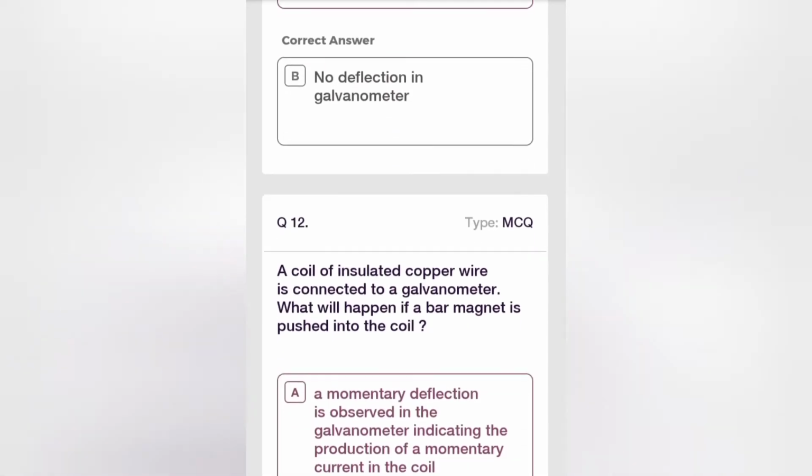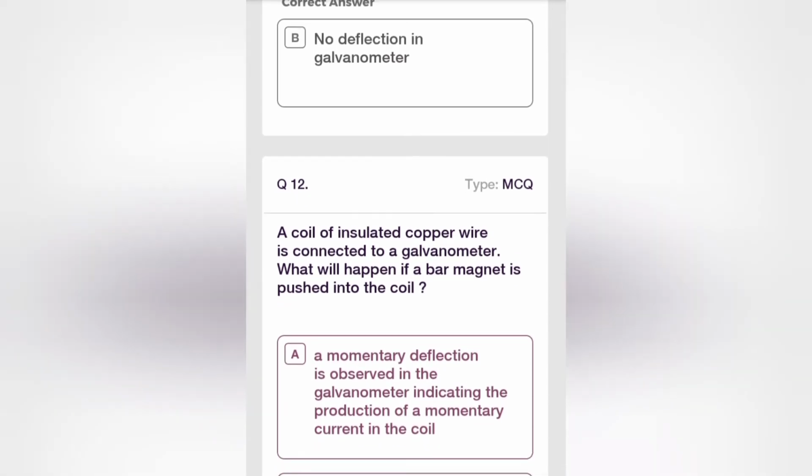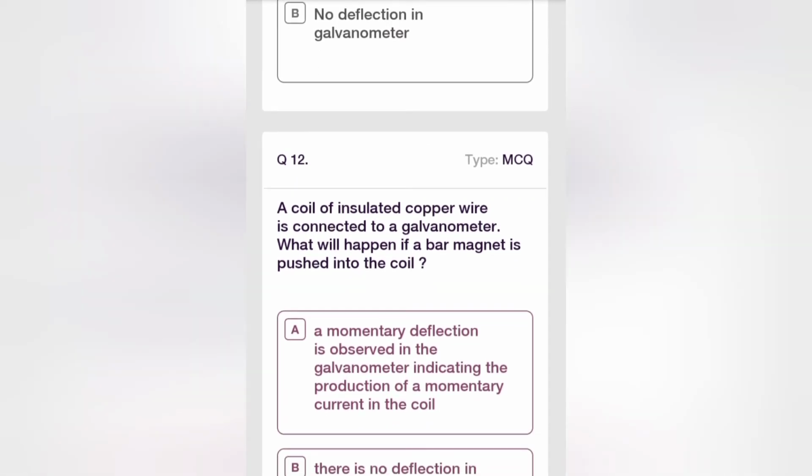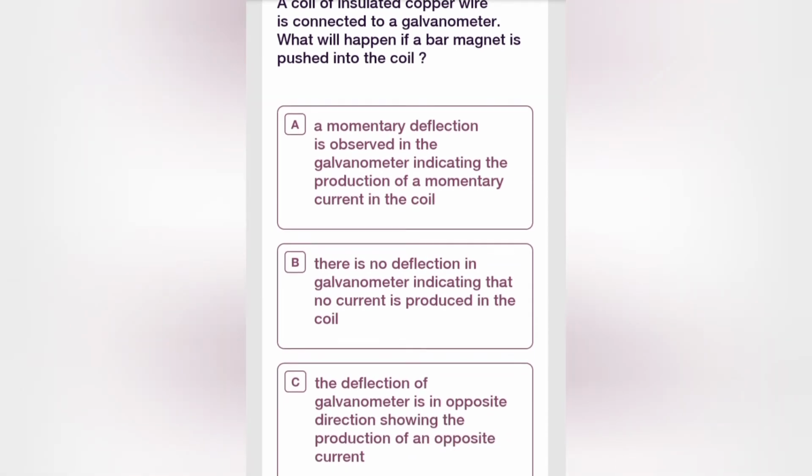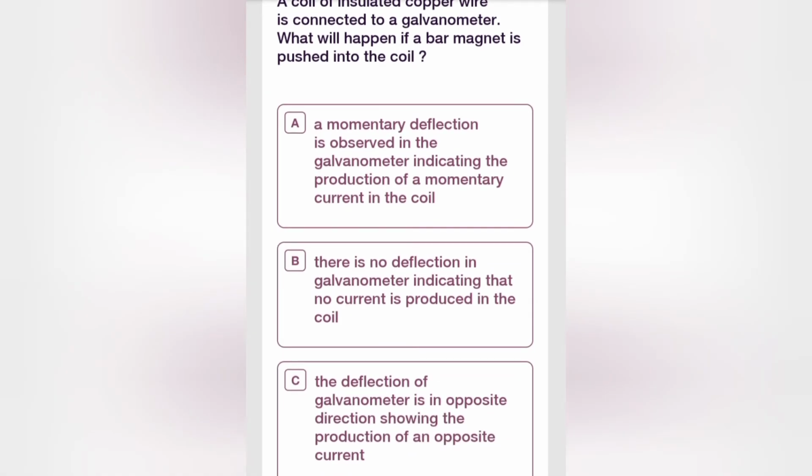A coil of insulated copper wire is connected to a galvanometer. What will happen if a bar magnet is pushed into the coil? Just now we have seen, right? A momentary deflection is observed in the galvanometer, indicating the production of momentary current in the coil. That's right. There is no deflection in the galvanometer, indicating that no current is produced in the coil. No, that's the wrong answer.